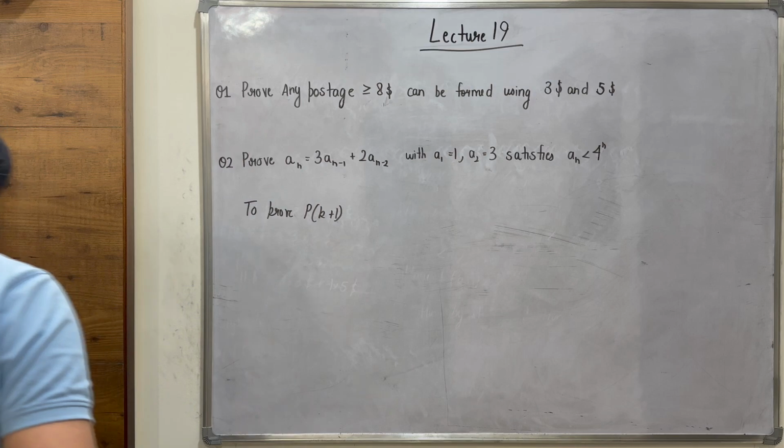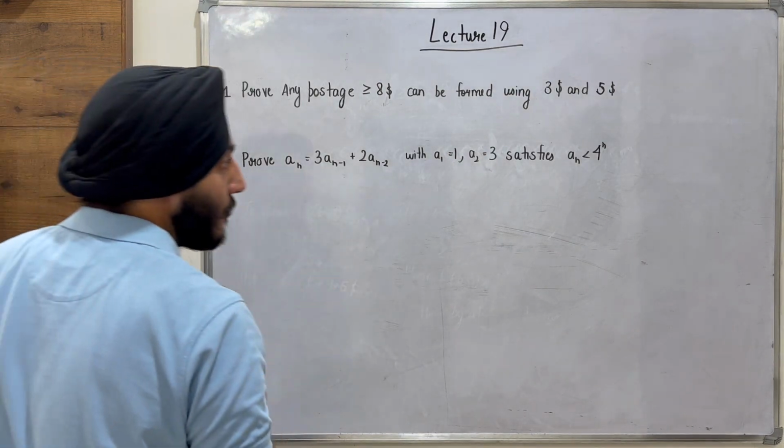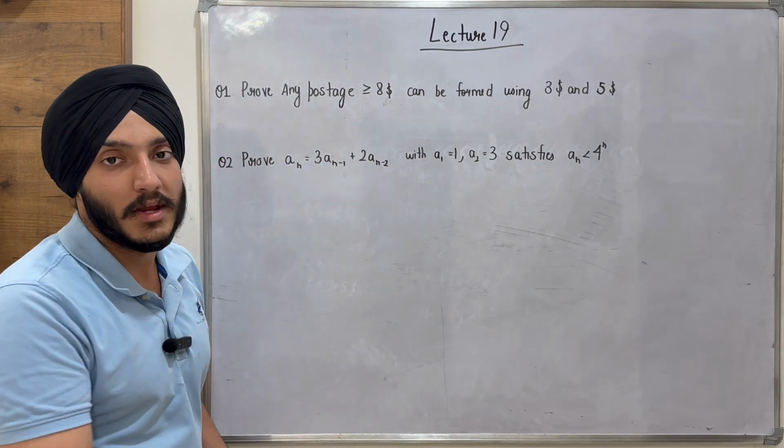Okay. So the second question is this one. The second question is very similar to the Fibonacci sequence question that we solved. So I think this question shouldn't be a big trouble.